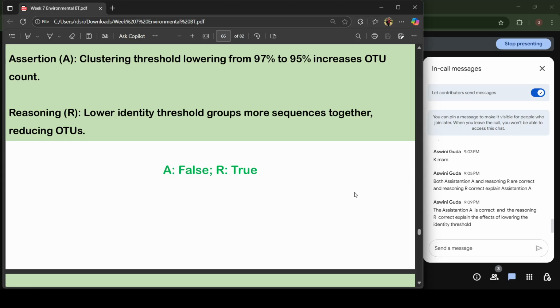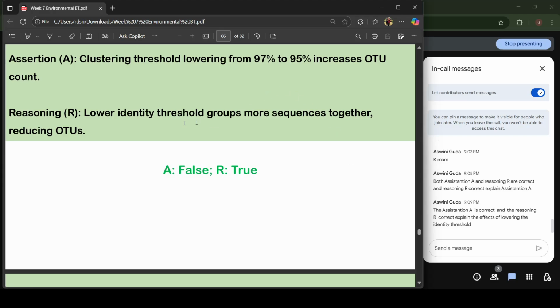I just got confused with another statement. I'm repeating this. Clustering threshold lowering from 97 to 95% increases the OTU? No, when you lower the clustering threshold from 97 to 95, into the same OTU itself, you are going to incorporate many organisms. So you will not have many different OTUs, but in the same OTU itself, you will accommodate all the organisms. That is why the number of OTUs will decrease, and that is why your assertion is false. In case of the reason, the lower identity threshold groups more sequences together, reducing the OTU.